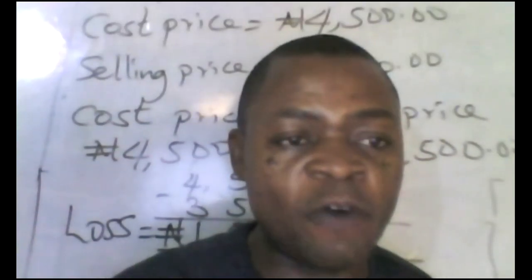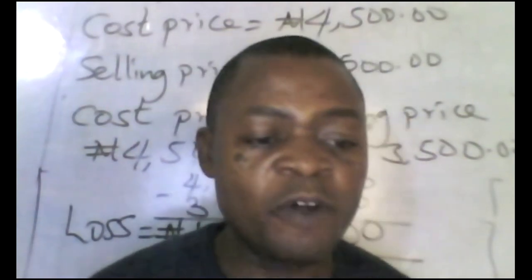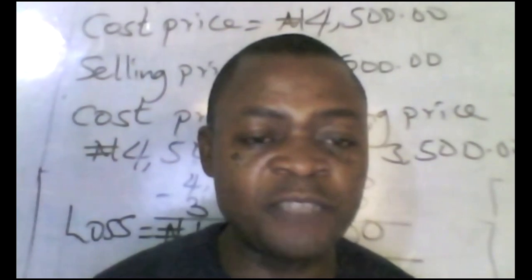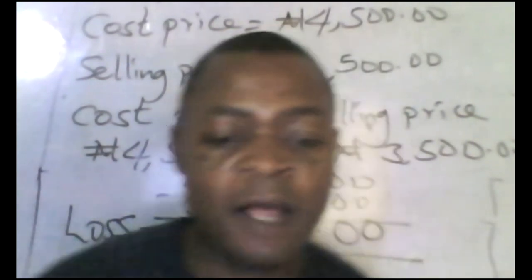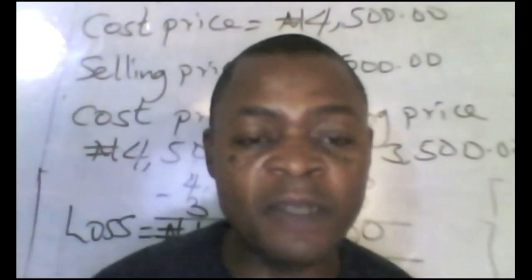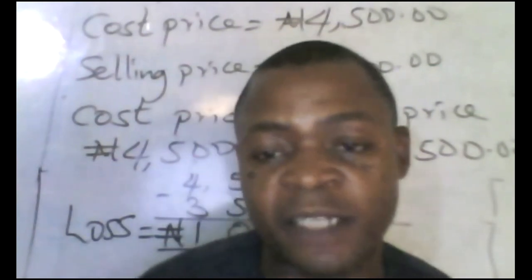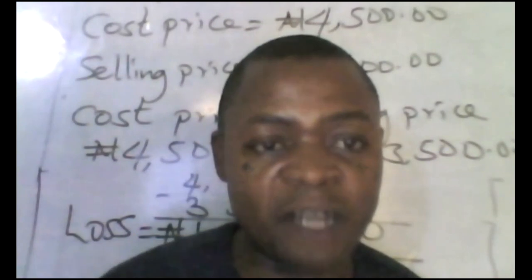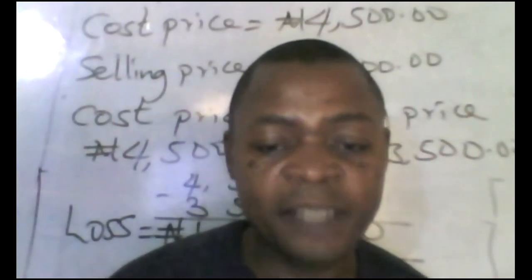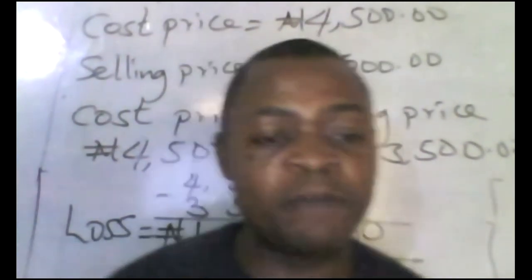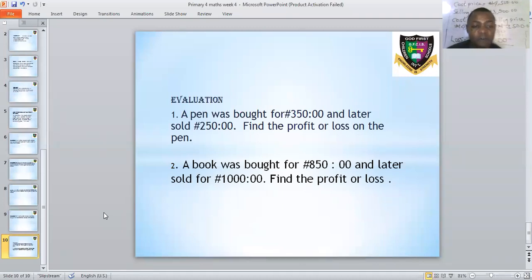That's example four for you. Make sure that you go over your notes again for better understanding. Then I have some questions for you to solve on your own. There are just two. Make sure you follow the examples given. Number one says, a pen was bought for 350 naira and later sold for 250 naira. Determine the profit or the loss. Is it profit? Is it loss? You should remember that here the cost price is more than the selling price. Where the cost price is more than the selling price, you make a loss.